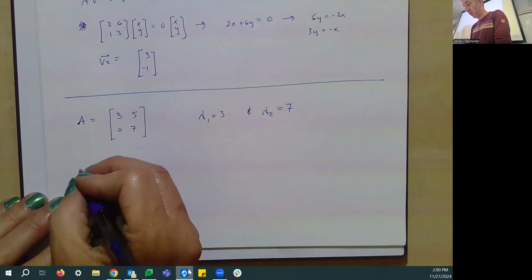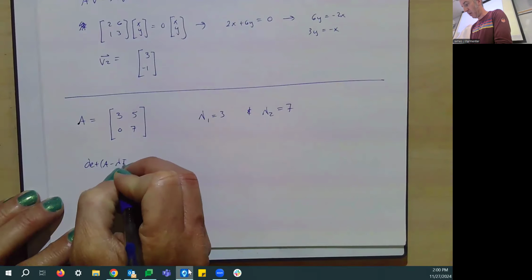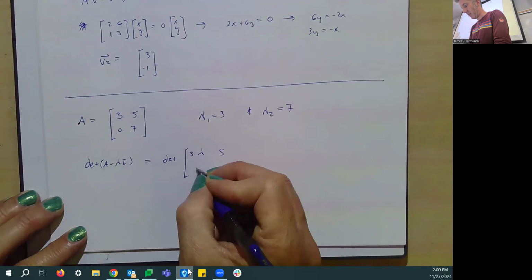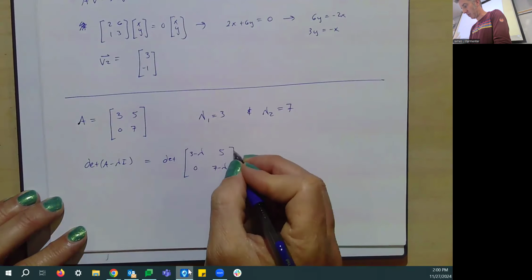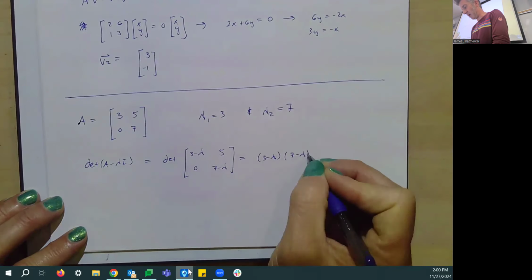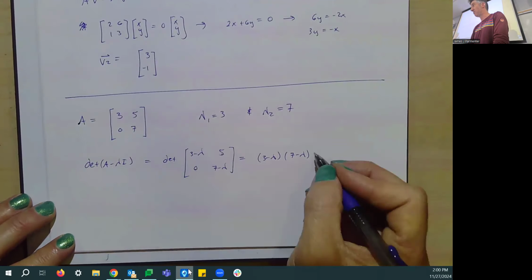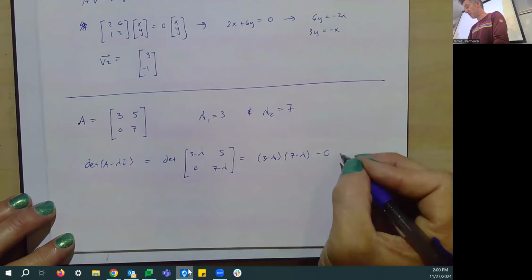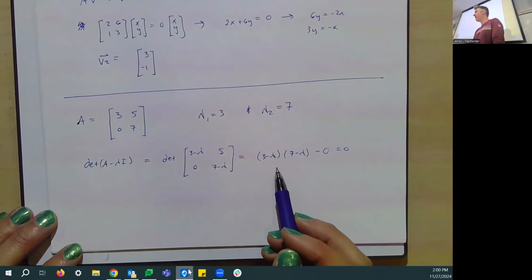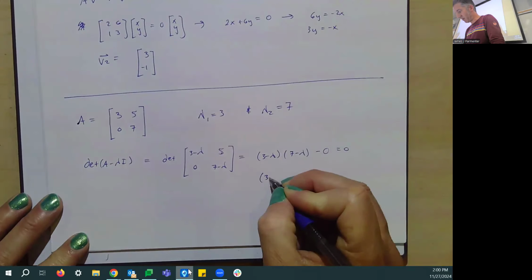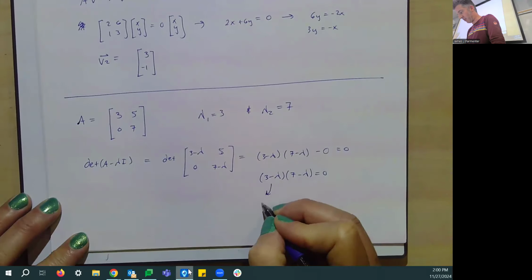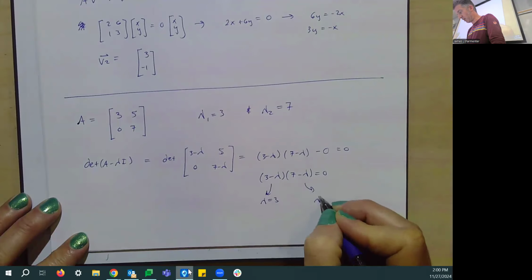Because look what happens. When you try to find the determinant of A minus lambda I, you get the determinant of 3 minus lambda, 5, 0, 7 minus lambda. And then when you actually take the determinant of that, you get 3 minus lambda times 7 minus lambda. But then having a 0 there means you're going to subtract 0. If you set that equal to 0, don't be foolish. Don't multiply this out. It's already factored for you. You've already got 3 minus lambda times 7 minus lambda equal to 0. So your eigenvalues, you've already found them. Lambda equals 3 and lambda equals 7.